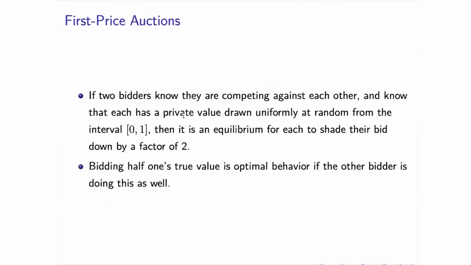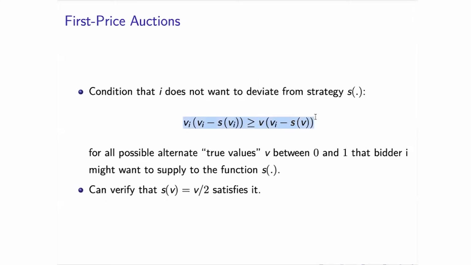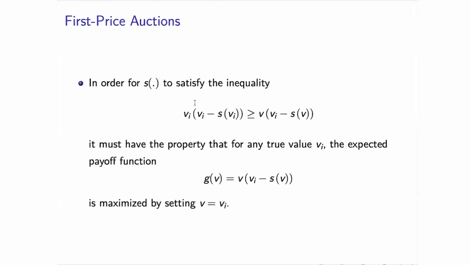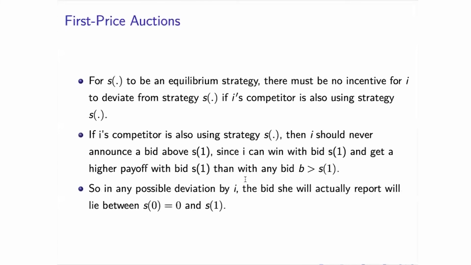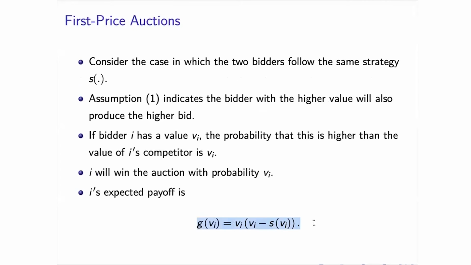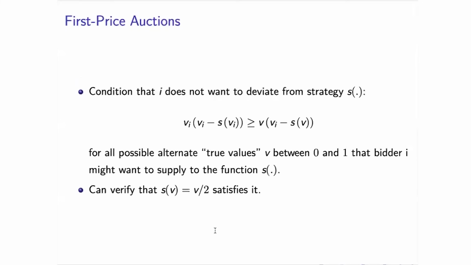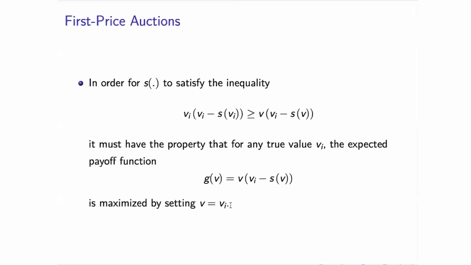So remember, we had this equation from before that has to be satisfied. So let's rewrite that. In order for our function S to satisfy this equation, imagine that I write this expected payoff function as a function of V, which is, remember, we had done this here before, but instead of as a function of vi, let's suppose that we write it as a function of v. So we end up looking at this expression here, g of v as a function of v. What we want is that this is maximized by setting v equal to vi.